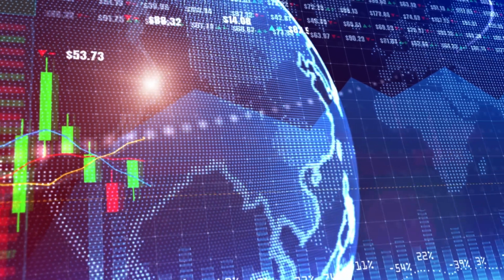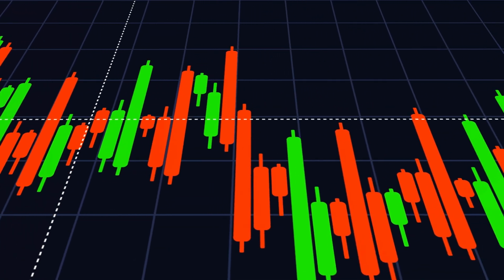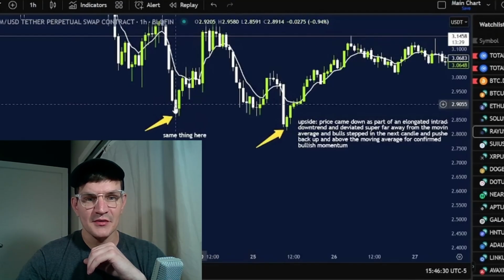All right. So that is how I like to tell when a bullish reversal is going to be happening very, very soon. For me personally, it's all got to do with price action deviating super far away from the moving average, coupled with the different types of candlesticks that form. And here is another perfect example of that.